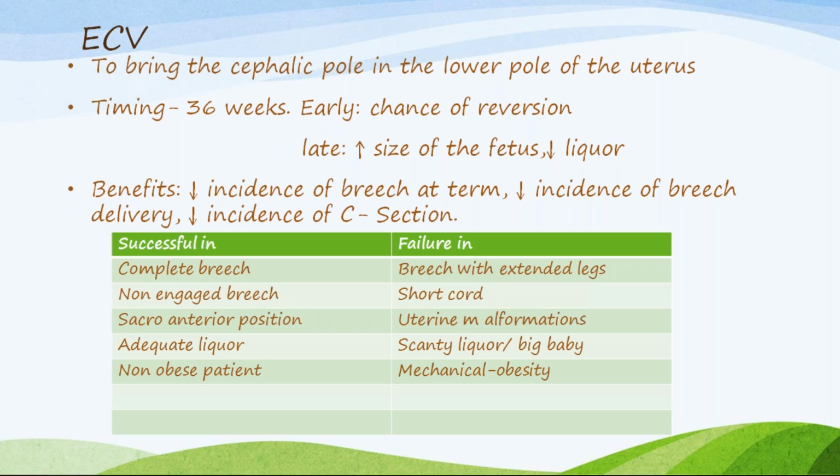Successful version is more likely if it is a complete breech, non-engaged breech, sacro-anterior position, with adequate liquor and a non-obese patient. Failure can occur sometimes if it is an extended breech, where it is not possible to rotate. Short cord is again a danger. Uterine malformation, scanty liquor, a big baby, and maternal obesity are other causes.